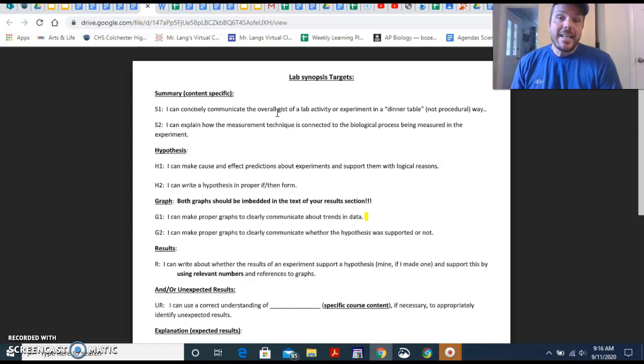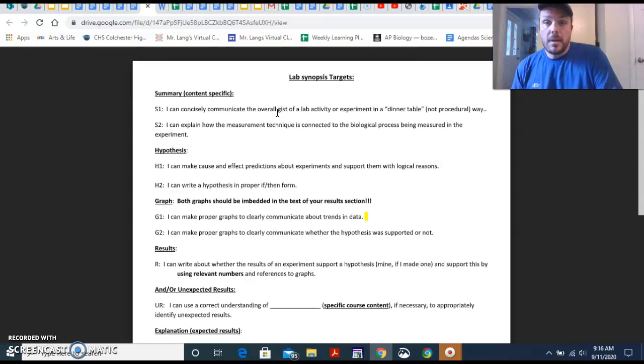Summary 2: I can explain how the measurement technique is connected to the biological processes being measured in the experiment. This one's easier. If you understand photosynthesis, you understand what we're measuring. I'm not going to go into detail here. You understand what we're measuring and why, and that's all you have to talk about for summary 2. It can be a couple of sentences, and that's enough. For summary 1, we're looking at more of a paragraph. And by the way, you can put summary 1 and 2 into the same paragraph, and that's 100% okay.